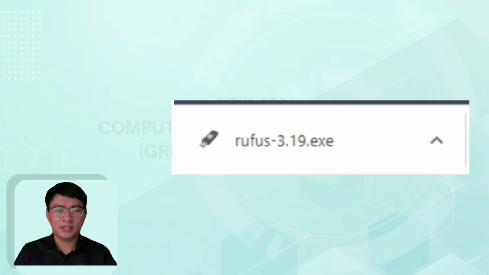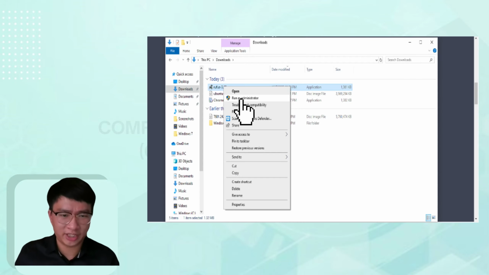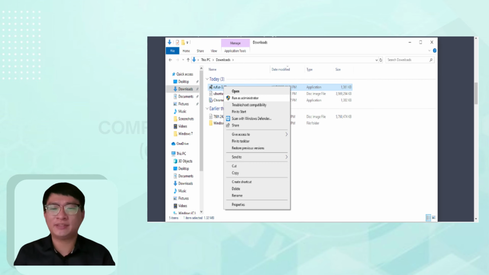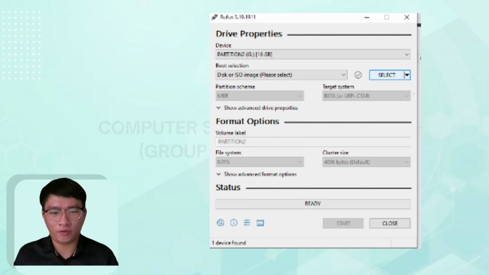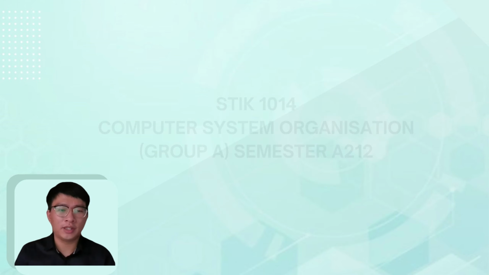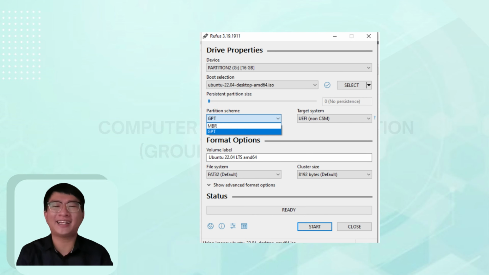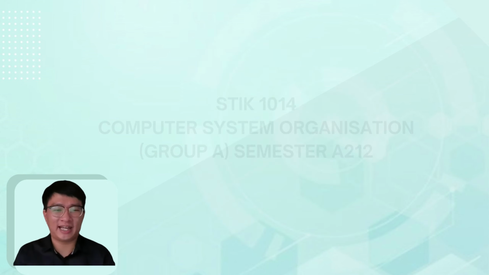If you can see this at the bottom of your screen, then run Rufus as the administrator and make sure the USB drive has been connected, and click select the ISO file of the OS that the user wanted. And next, on the partition scheme, switch from MBR to GPT and the target system will switch to UEFI, not CSM, and the user can start.